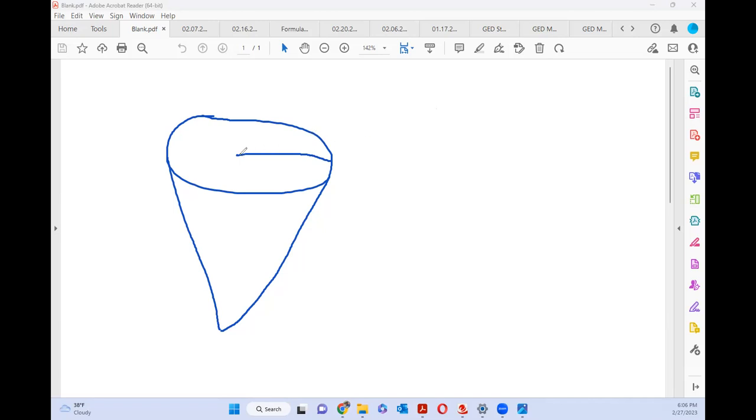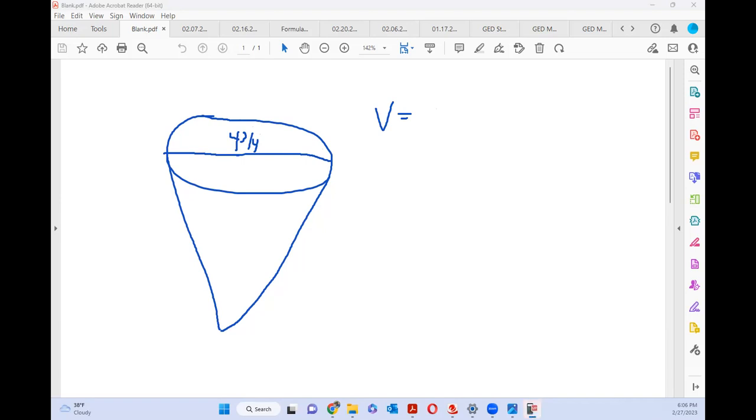All right, so let's say this is four and three quarters. Let's say the volume is 30 cubic feet. Oh, okay. I want to know the height.